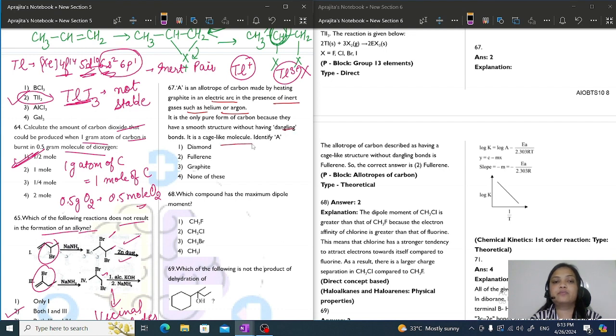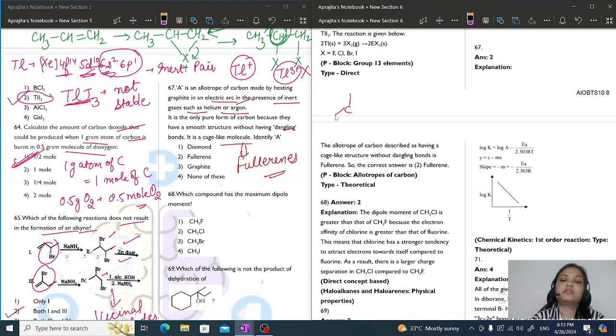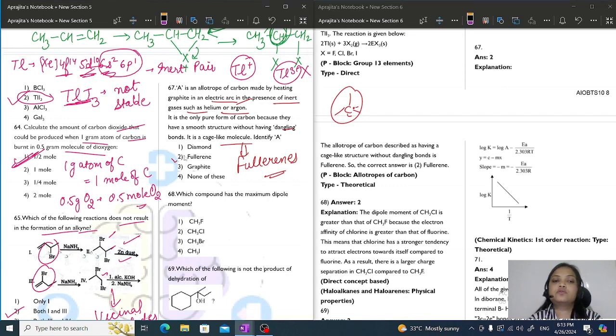It's a cage-like molecule, and we know that the cage-like molecules are the fullerenes. They are prepared by heating graphite in an electric arc in the presence of inert gases. They don't have dangling bonds. Dangling bonds are there in graphite, means the bonds are formed, but still the valency is not complete. We know in graphite one unpaired electron is there. In fullerenes there is no such bond. It has a cage-like, soccer-like structure. So yes, the element A we are talking about is fullerene.